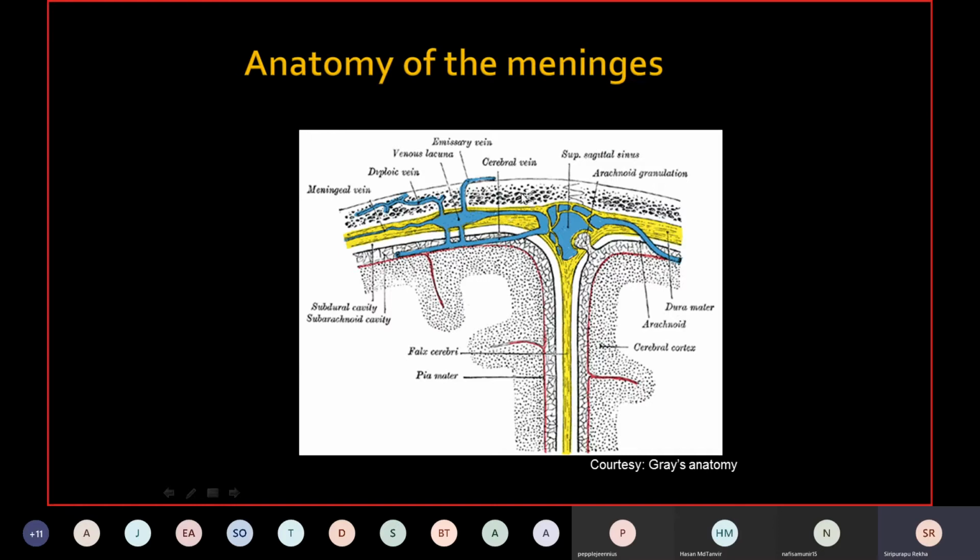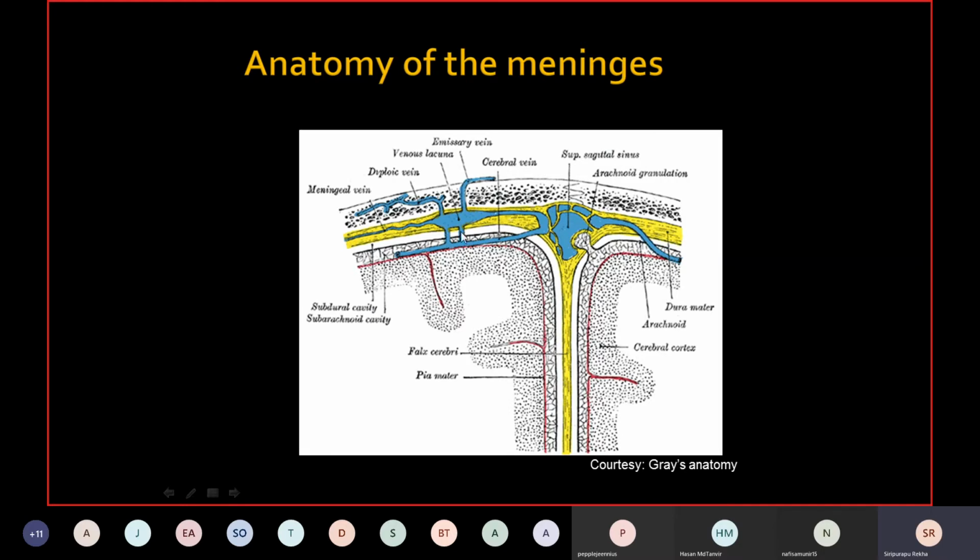What we're seeing here is the calvarium. We've got the dura, which is in yellow, and the superior sagittal sinus. This is a cross section through the superior sagittal sinus, and the dural reflection of the falx. What it illustrates is that the pia, which is in red here, closely invests the surface of the brain and dips down into the sulci.